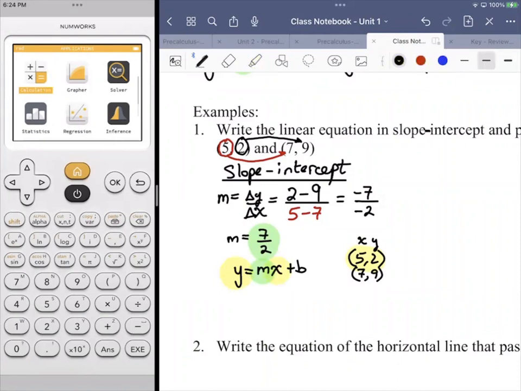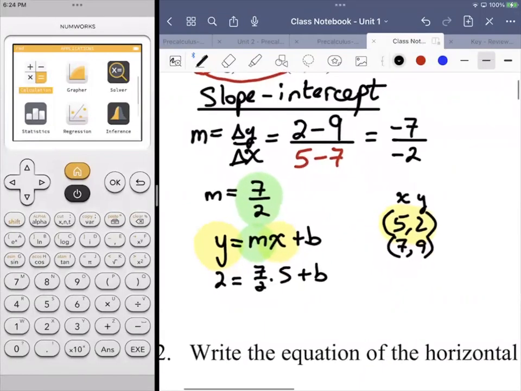All right. So I'm looking at 2 equals 7/2 times 5 plus b. All right. And for this, I mean, you may want to get your technology involved, especially if you don't really love working with fractions. I'm going to make a better quality too here.